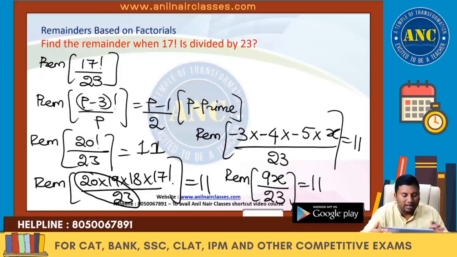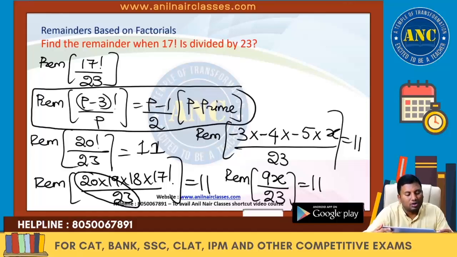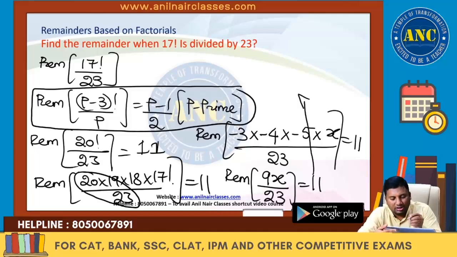I hope till here it is clear. (P minus 3) factorial when divided by P is (P minus 1) by 2. 20 factorial by 23 is 22 by 2, which is 11. 20 factorial is 20 into 19 into 18 into 17 factorial by 23, which is minus 3 minus 4 minus 5 into x divided by 23 is 11. 60 is 23 times 3 is 69, minus 9. Now from here you can solve this one.